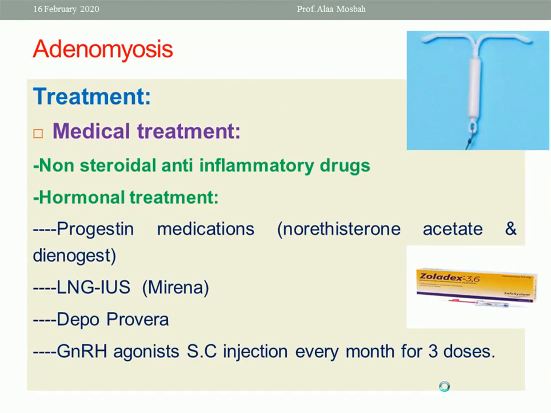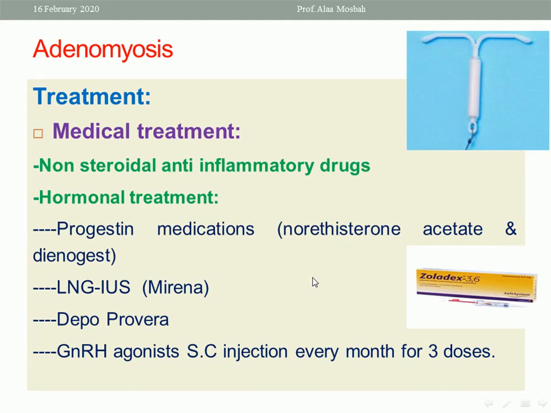The treatment of adenomyosis includes medical treatment by giving the patient non-steroidal anti-inflammatory drugs and hormonal treatment like progestin medications, norethisterone acetate and dienogest, levonorgestrel intrauterine system, Mirena, as in this picture. It releases the hormone progestogen inside the uterine cavity.